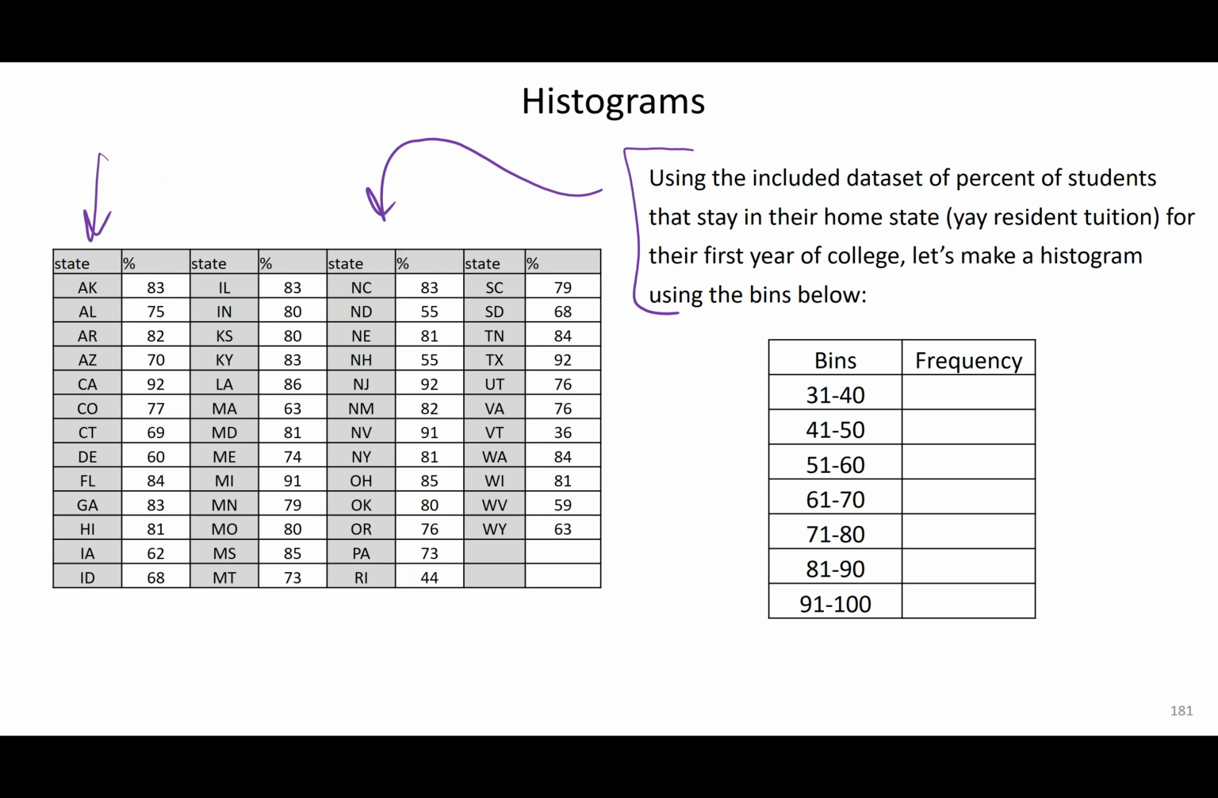So we're going to go ahead, and here are my bins. I have them roughly from 31 to 40, 41 to 50, and all the way to 91 to 100. I stopped at 100 because you can't have more than 100% of people stay. I also started at 31 because our minimum, Vermont, had 36% stay. They only had 1. So you can absolutely include the bins from 0 to 10, 11 to 20, 21 to 30, but they don't have any observations.